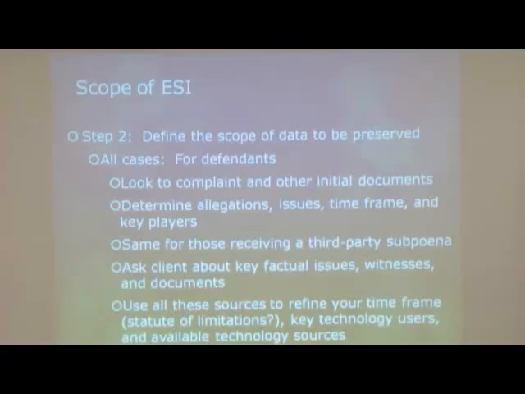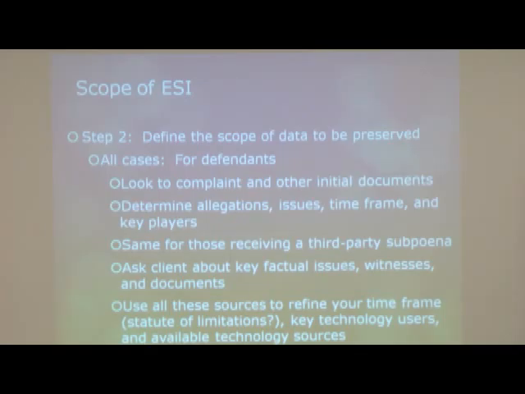Same process if you receive a third-party subpoena. If your client isn't a party to litigation, but you receive a subpoena that you need to produce things, you kind of go through that same process. So ask your client about key factual issues, possible witnesses, and possible documents that he or she knows exist. And when I say document, I mean both paper and electronic. Use all of those sources to refine your time frame.